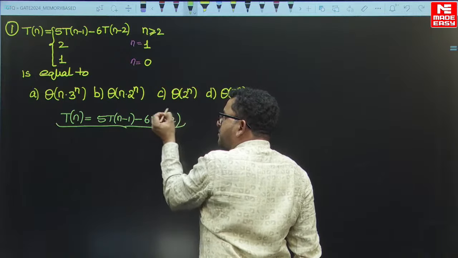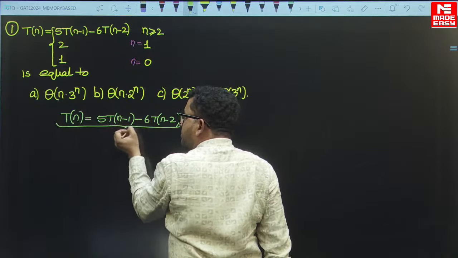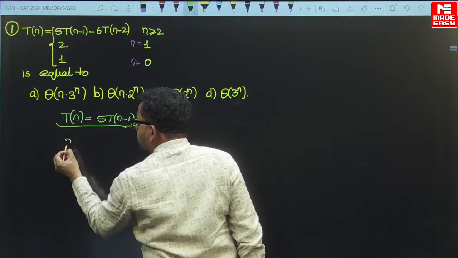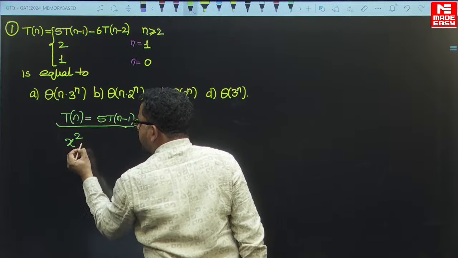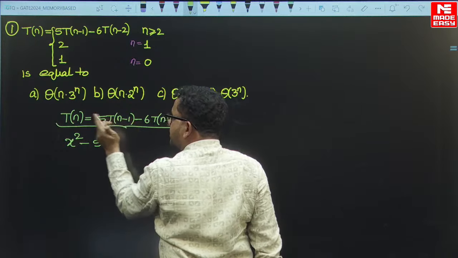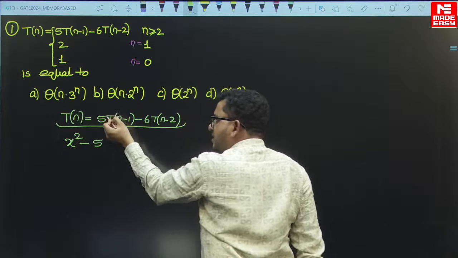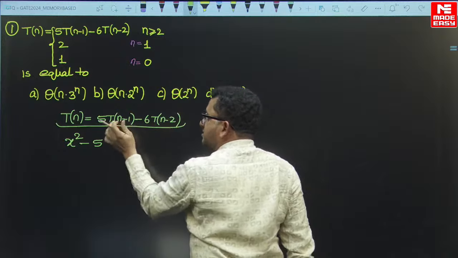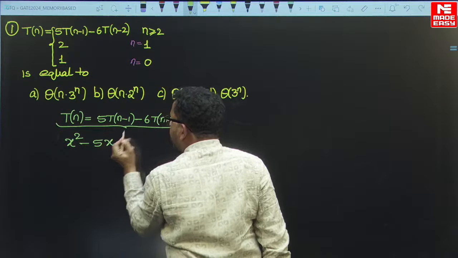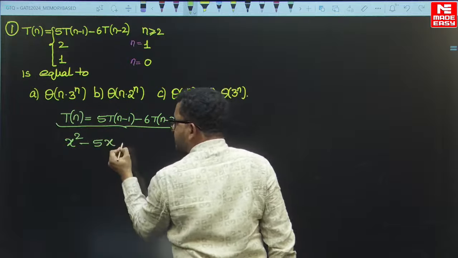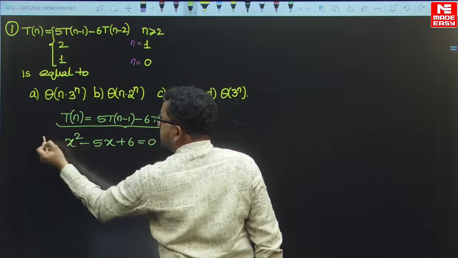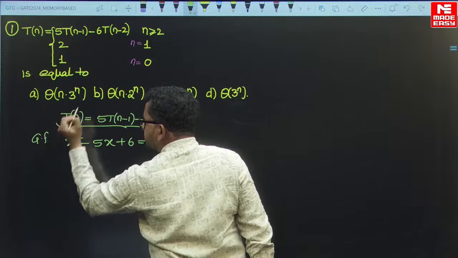Convert this into a generating function. If T of n minus 2 is a constant, T of n minus 1 we assume x, and T of n becomes x squared. The generating function becomes x squared minus 5x plus 6 equals 0. So this is the generating function.